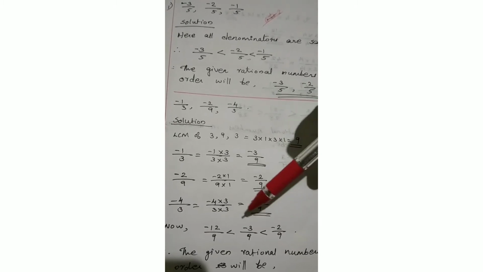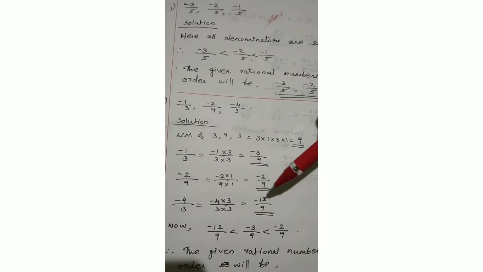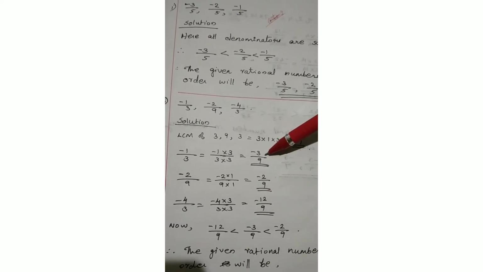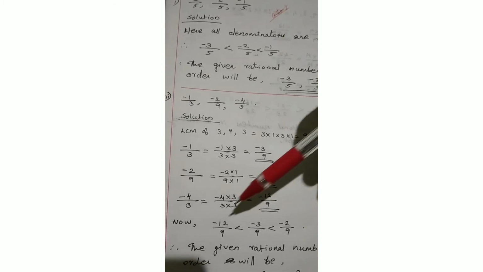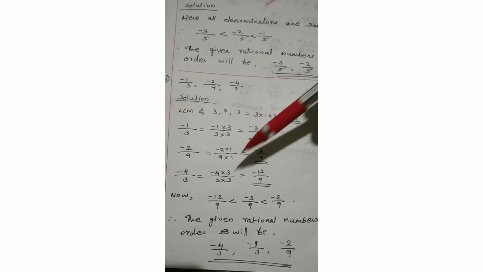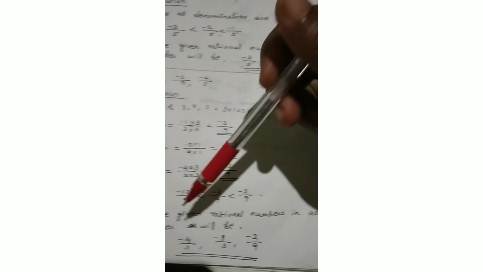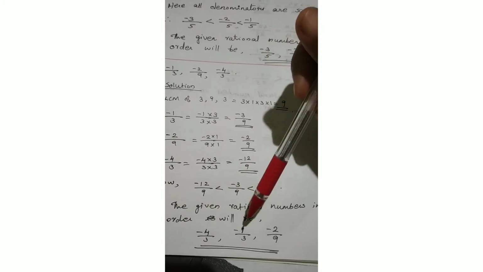Next step is we have to compare the numerators. Here negative 2, negative 3 and negative 12. So here the smallest number is negative 12. Next will be negative 3 and the last number will be negative 2. Negative 2 is greater than negative 3 and negative 12. So we have to write the greatest number last in this order. The given rational numbers in ascending order will be negative 4 on 3, negative 1 on 3 and negative 2 on 9. Okay.